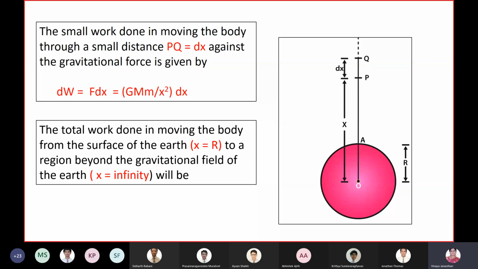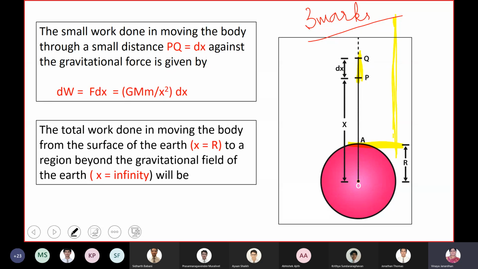Why I'm insisting you students write this is that surely you will get this, either this or the previous one, as your 3 marks question. The small work done in moving the body to a distance PQ against gravity, dW is equal to F dx. So what is F? Gmm divided by x squared, dx. Now your aim is to find the work done in moving the body from point A to infinity.